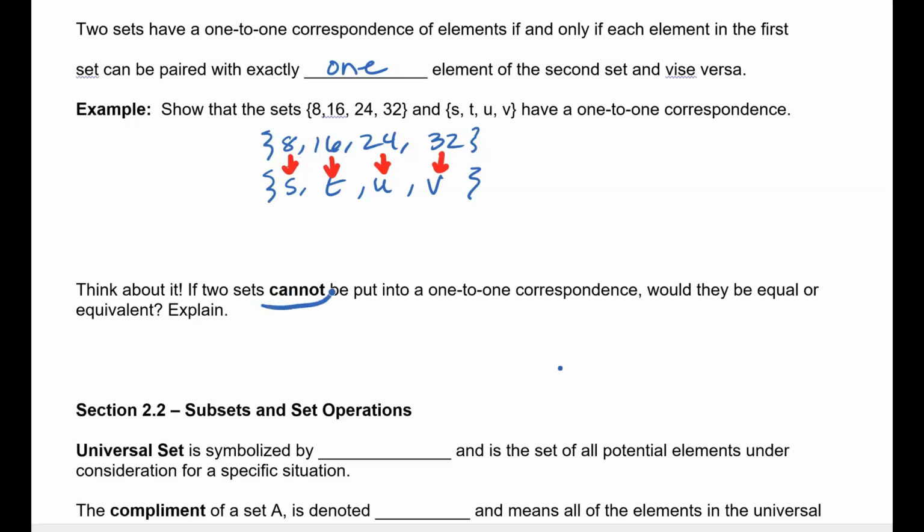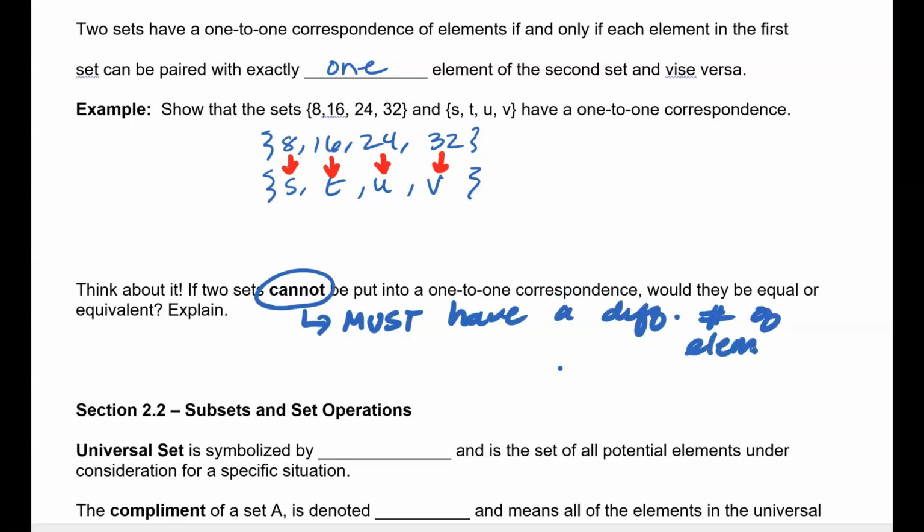If they cannot be put into one-to-one correspondence, it means that they must have a different number of elements. So one's bigger than the other. So is it possible for them to be equal or equivalent? And the answer would be no. So they're neither equal or equivalent. It wouldn't be possible if they cannot be put into one-to-one correspondence.